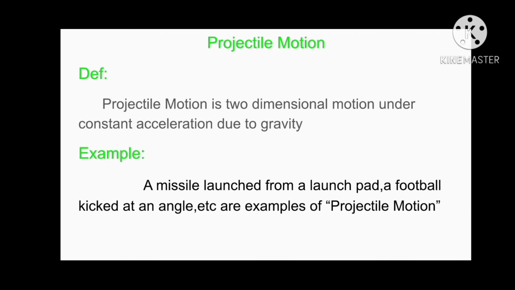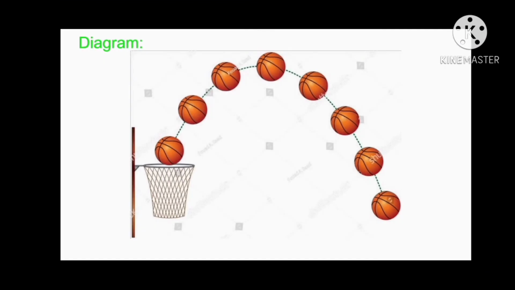Now let's discuss its example. Its example can be a missile launched from a launch pad, a football kicked at an angle, etc. These are some examples of projectiles. In this example, you can see that a football is being kicked to pass through the basket. And you can also see that the football is moving along the vertical component or y-axis as well as the horizontal component or x-axis. So we can say that this motion is a projectile motion because the trajectory followed by the football is the same as the trajectory followed by any object which is being projected.